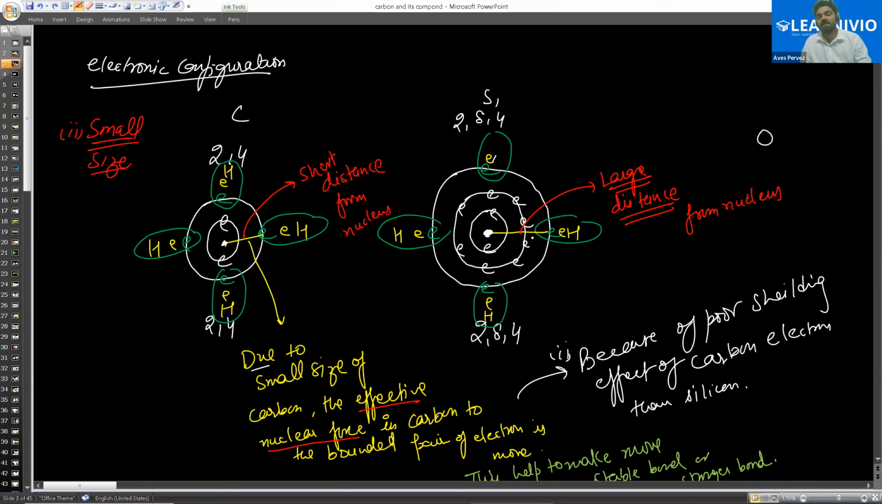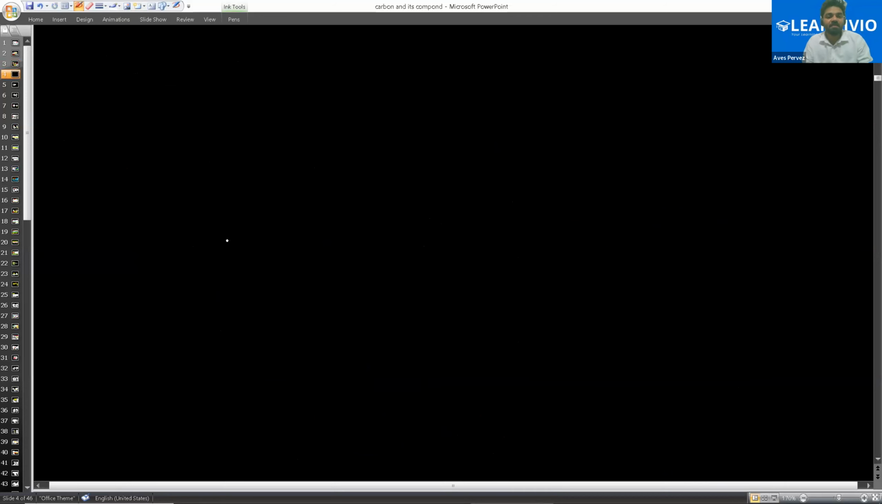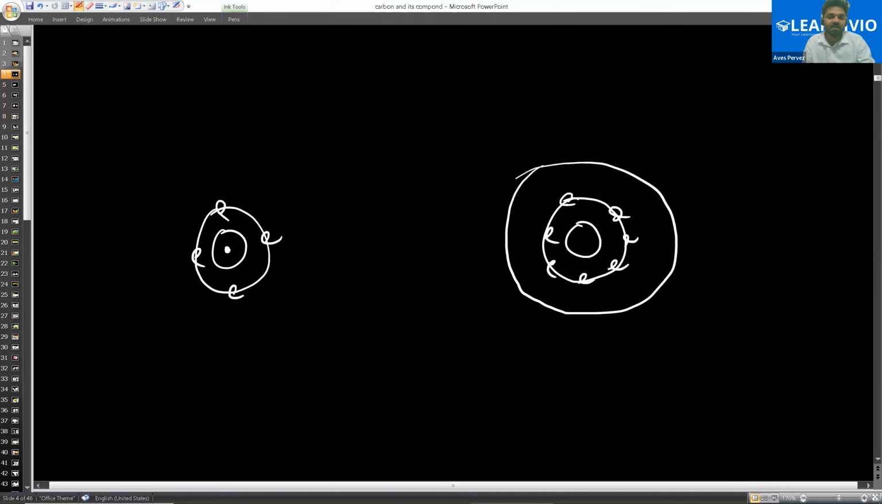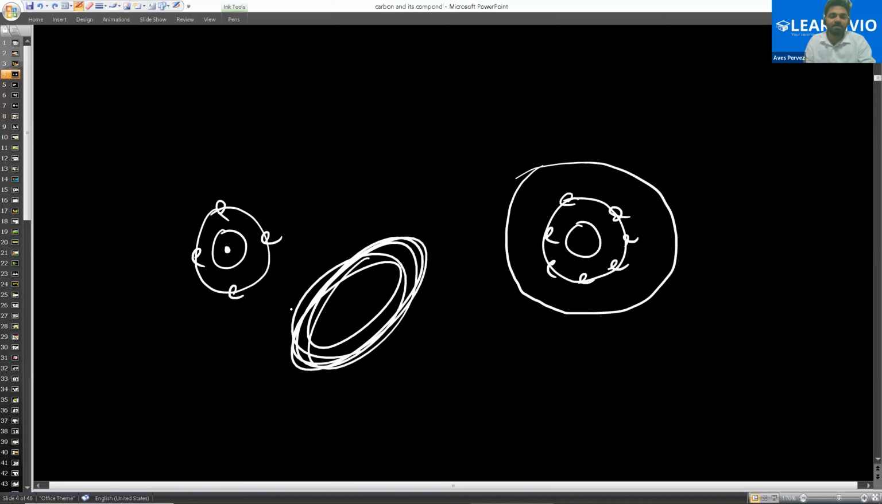But the reason is what happens when electrons revolve. In the case of carbon, this is the nucleus, with the first shell and the second shell as the outermost shell, having 1, 2, 3, 4 electrons. But in the case of silicon, the extra electrons in the shell, when they revolve, 1, 2, 3, 4, 5, 6, 7, 8, make an electron cloud.